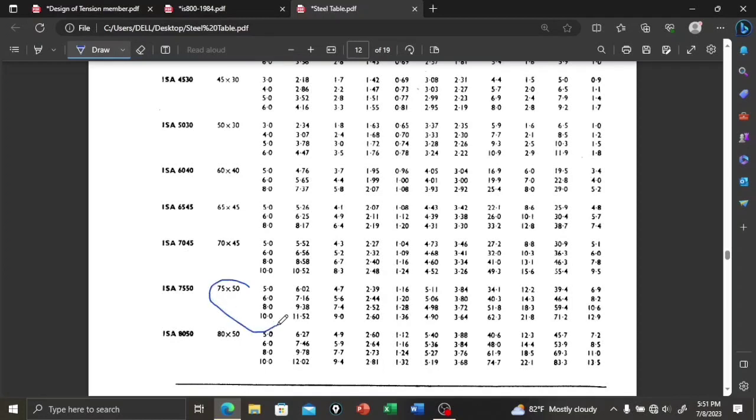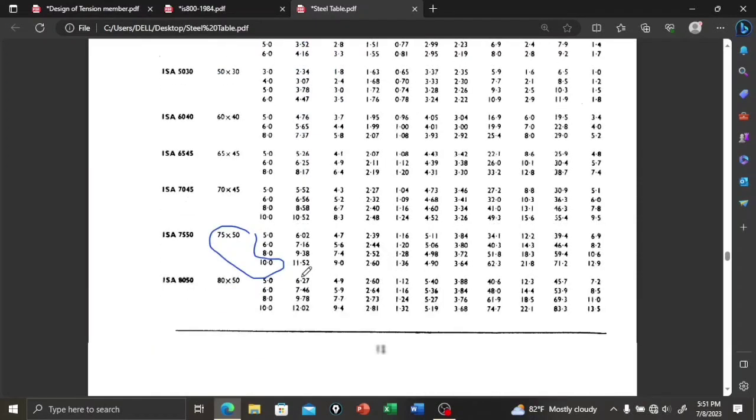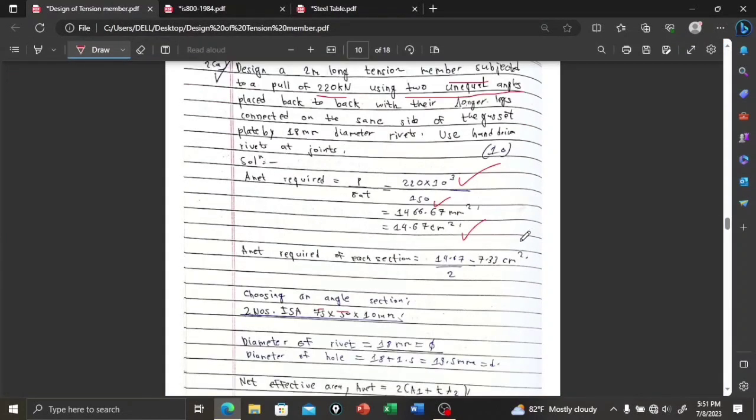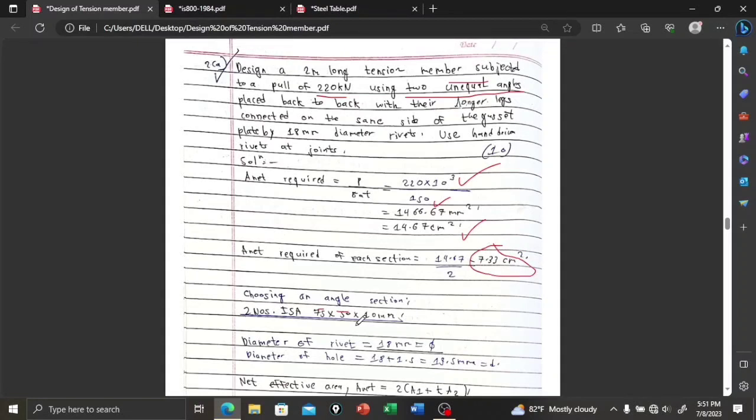75, 50, 10 area is 11.52. So it is greater than 7, so okay. We should select the section by choosing the section area greater than this, and we have to increase up to 30% to reduce the number of trials.